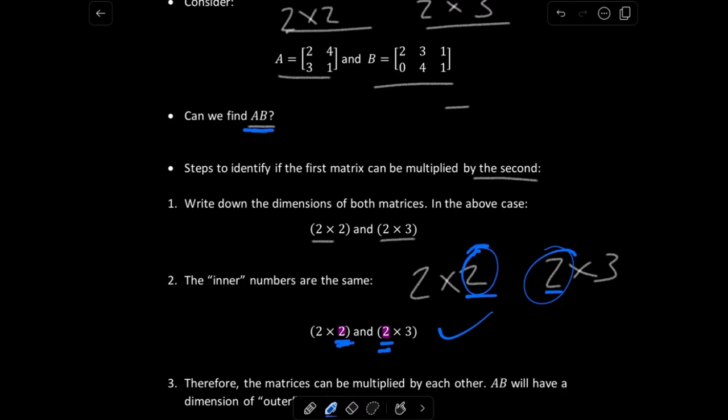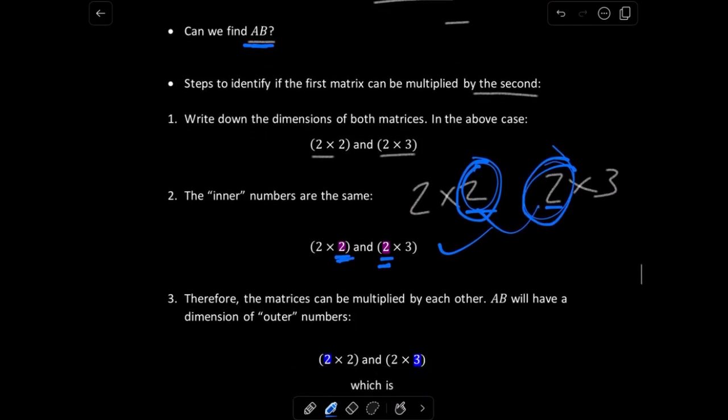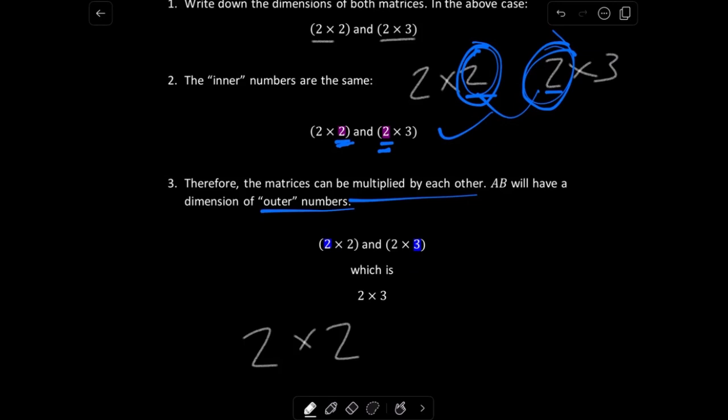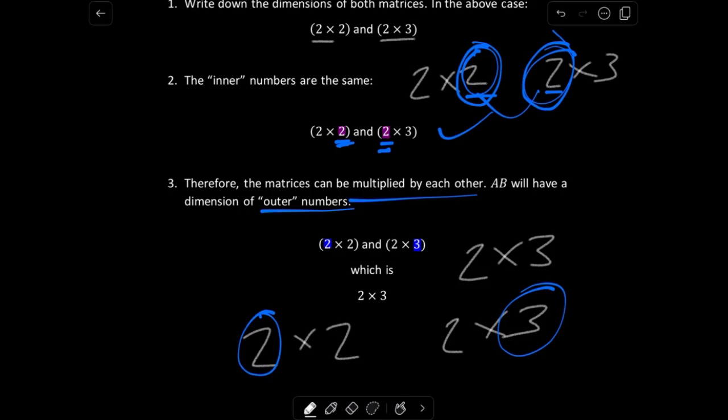Remember, the number of columns of the first matrix must match the number of rows of the second matrix, and they do match here. Therefore, the matrices can be multiplied by each other. AB will have a dimension of the outer numbers. So I have a 2 by 2 and a 2 by 3. The resulting matrix AB is going to have the outer numbers as its dimension, 2 by 3. So it will be a 2 by 3 matrix. It will have the number of rows of the first matrix and the number of columns of the second matrix. That's why we get a 2 by 3.